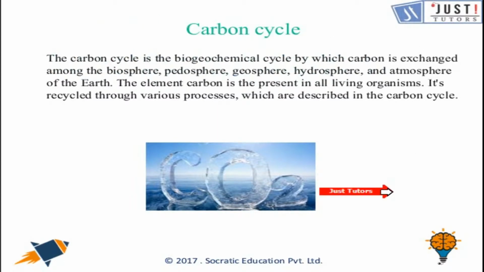So most of the chemicals that make up living tissue contain carbon, and when organisms die, the carbon is recycled so that it can be used by future generations. The model that describes the processes involved is called the carbon cycle. Let's discuss carbon cycle in detail.